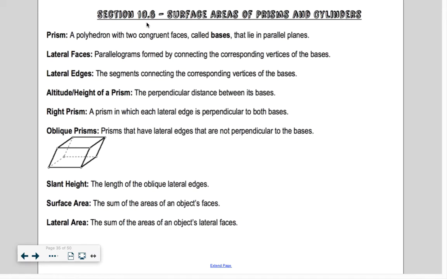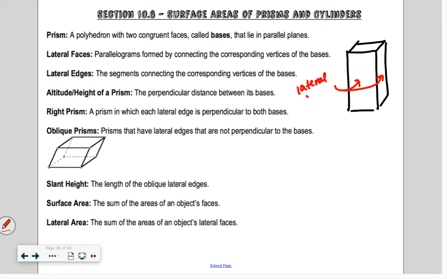A prism is a polyhedron with two congruent faces called bases that lie in parallel planes. We've talked about that, a prism versus a pyramid. Lateral faces are the sides, the faces that are along the sides, right? So lateral means side. So this would be a lateral face, and this would be a lateral face. And then the bases are the top and the bottom.